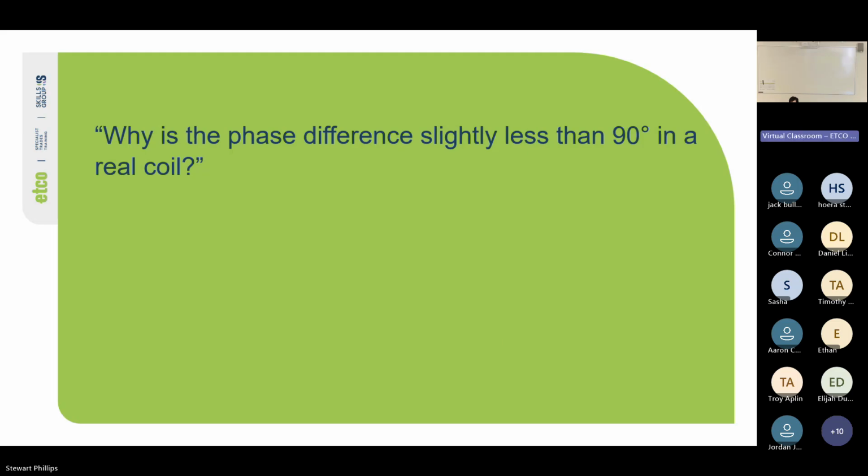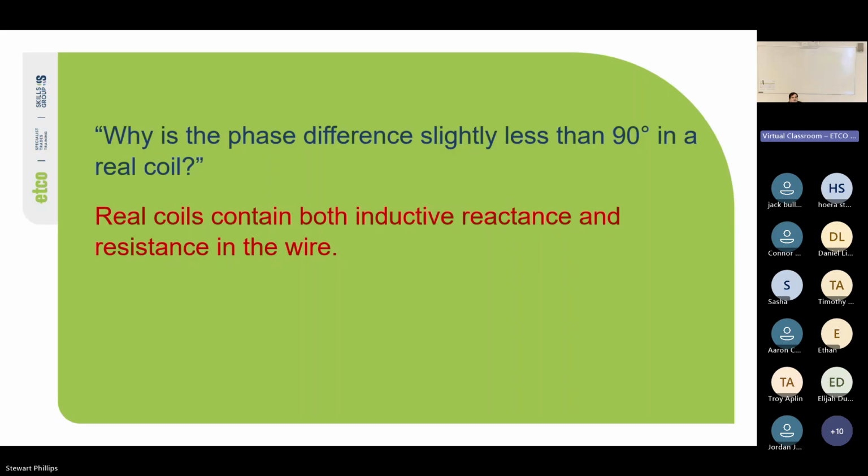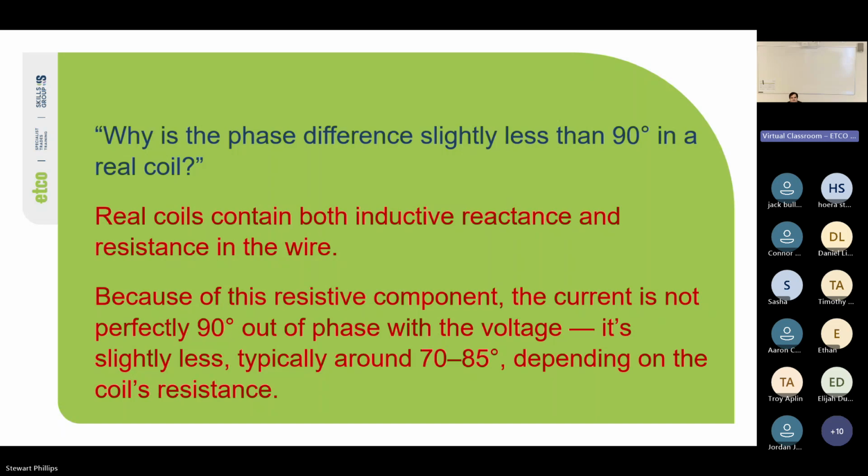It comes down to the fact that a real coil contains both inductive reactance and resistance in the wire itself. Because the coil is made up of a bunch of wire, it has resistance no matter what. So, because of this resistive component, the current is not perfectly 90 degrees out of phase with the voltage. It's slightly less, typically around 70 to 85 degrees, depending on the coil's resistance.